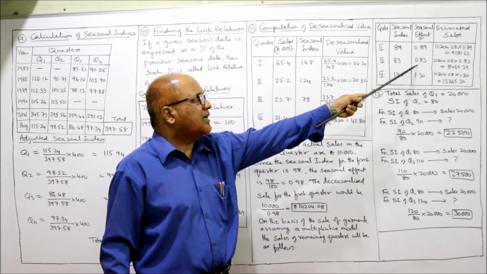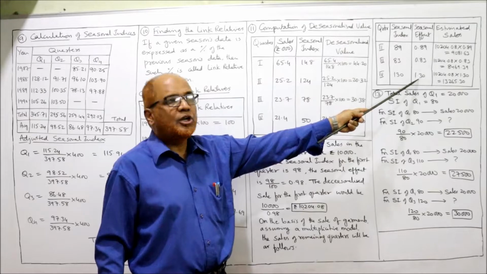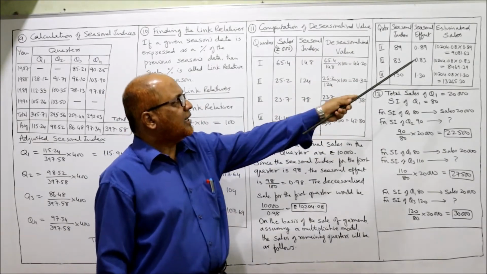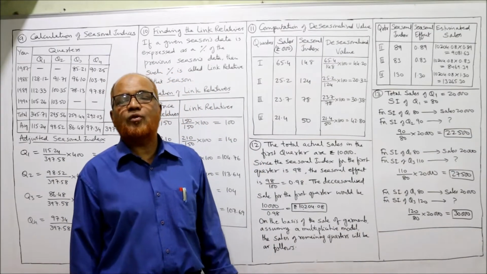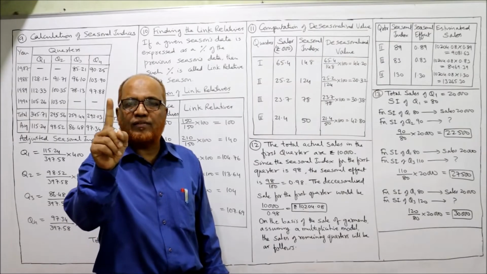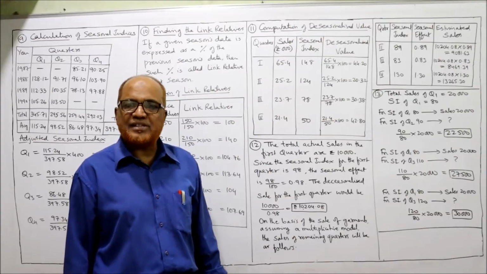83 by 100, 0.83. 130 by 100, 1.30. Now simply you have to find out the estimated sales to be kept in stock. That is 10,204.08. What is this 10,204.08? This is the deseasonalized sales of the first quarter.